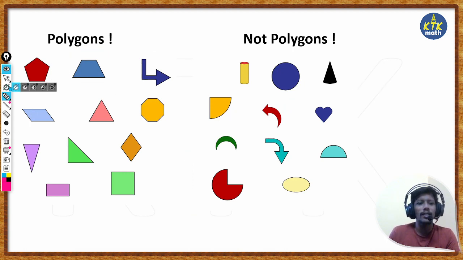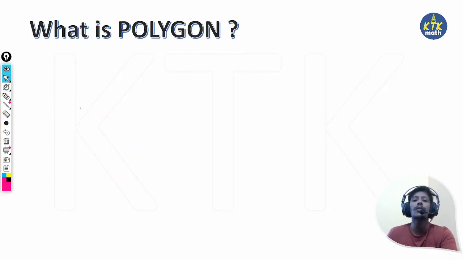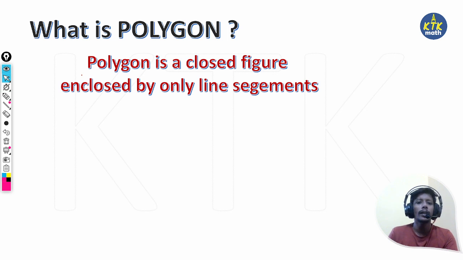So polygon is nothing but a shape which is enclosed only by line segments. Just have a look at the definition given there. Polygon is a closed figure. It must be a closed one. And enclosed means it is going to cover the boundary only in terms of line segments.